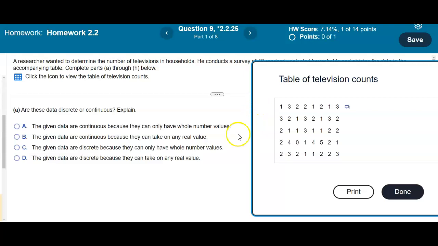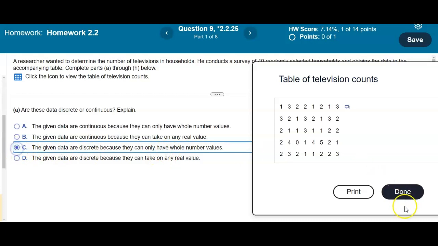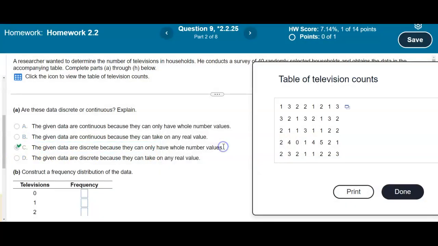Okay, so the next question is, are these data discrete or continuous? It says the given data are continuous because they can only have whole number values, or the given data are continuous because they can only take on any real value. And then the data is discrete because they can only have whole number values, or the data are discrete because they can take on any real value. Well, the answer is the given data are discrete because they can only have whole number values. Let's check our answer, and there is our result.